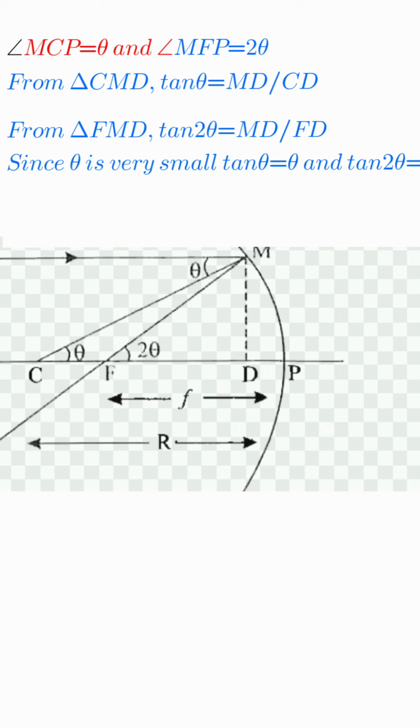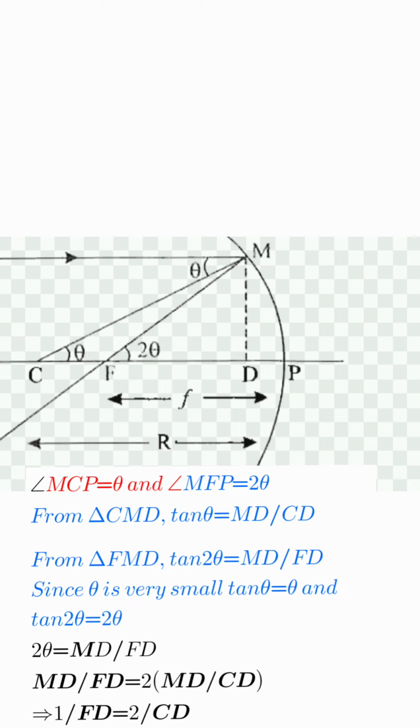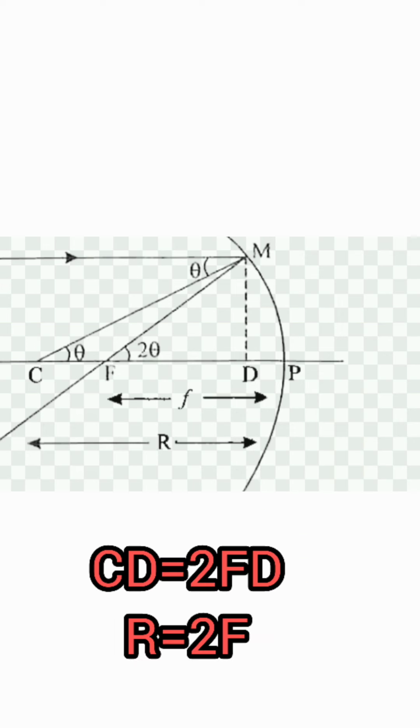Once we replace theta with MD by CD in the above equation, we get MD by FD is equal to 2 into MD by CD. MD gets cancelled on both sides. Therefore, CD is equal to 2 into FD. CD can be replaced by R and FD can be replaced by F.